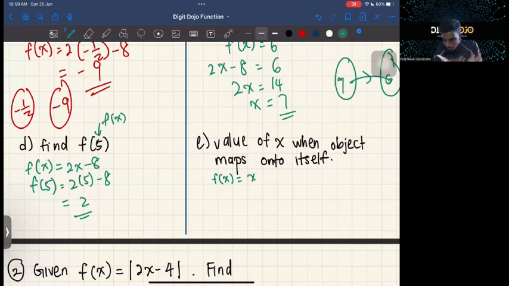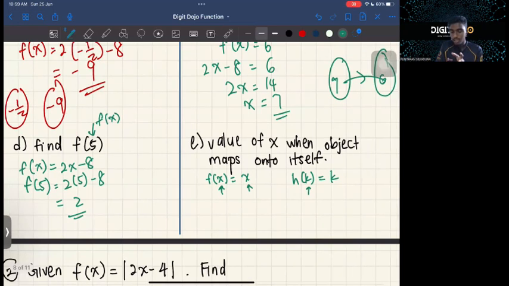The object maps onto the object, the same value. Here, the image will be the same as the object. Imagine it is HK, with the image being K. HK, the object is K, right? The image would also be K. That is called maps onto itself, the same value.